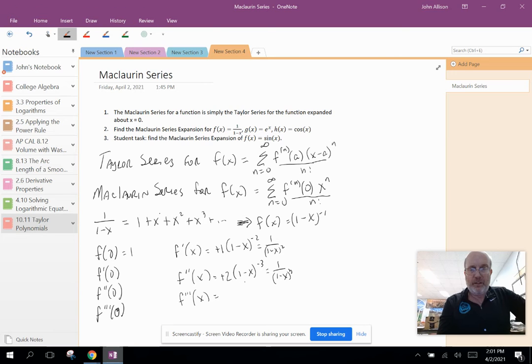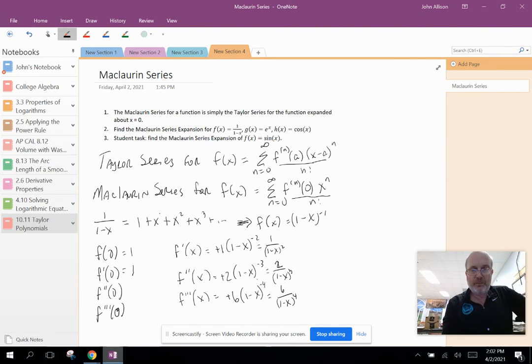And we'll see it's going to be negative 6 times 1 minus x to the negative 4. Again, times the chain rule, negative 1 is the derivative of the inside, so it's going to multiply this to make positive. So it's going to end up being, oh, this was 2, sorry. This is equal to 6 over 1 minus x to the 4th power. So let's evaluate these. F prime of 0 is just 1 over, when we plug in 0 for x, we get 1 over 1.